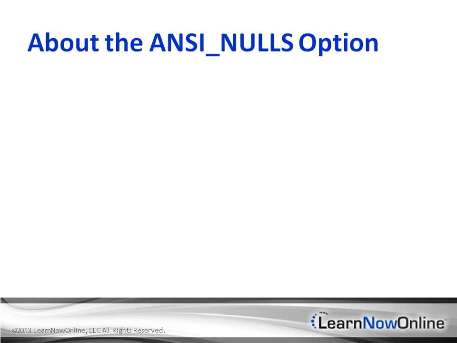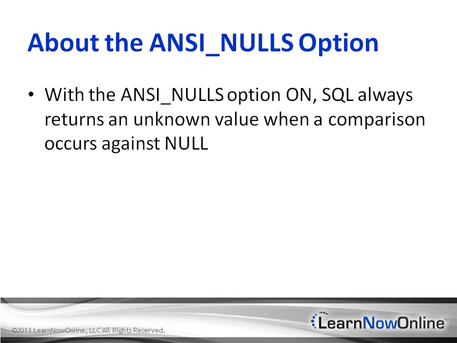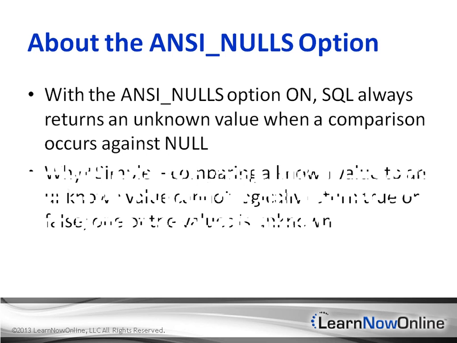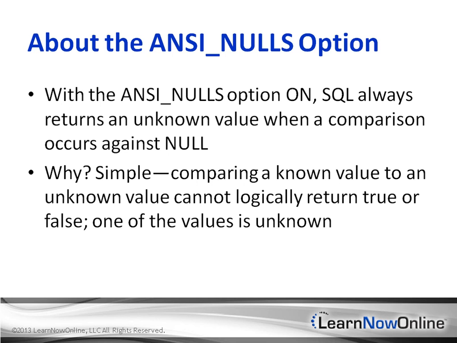So now let's discuss the ANSI nulls option. When the ANSI nulls option is turned on, SQL always returns an unknown value when you compare it against a null. Why is that? Well, it's actually very simple. Comparing a known value to an unknown value can't logically return true or false because one of the values is unknown. I don't know what it is.